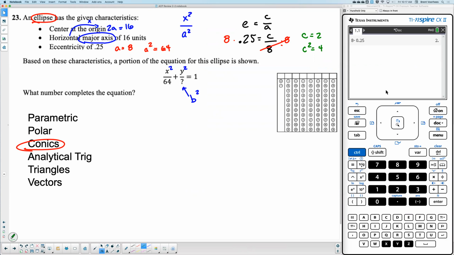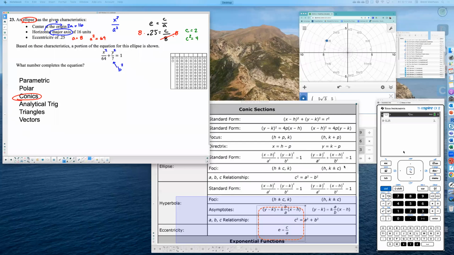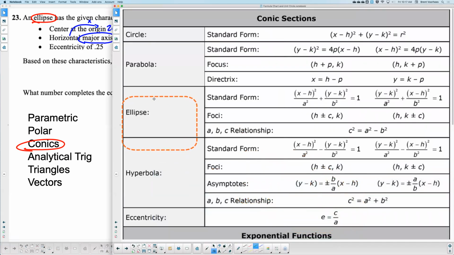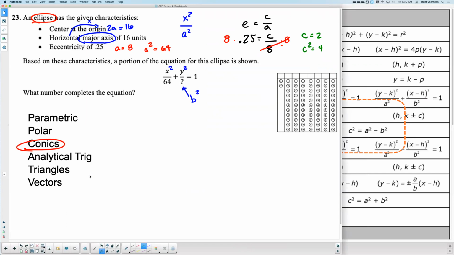All right, that means what? How do we get our B squared? You need to look at something. What do you need to look at? Formula chart. For what on the formula chart? The ABC relationship. So here's ellipse. Make sure you choose this ABC relationship. It says it is C squared equals A squared minus B squared. Okay, so C squared, it's right there, equals A squared minus B squared. We know what C squared is. We know what A squared is.